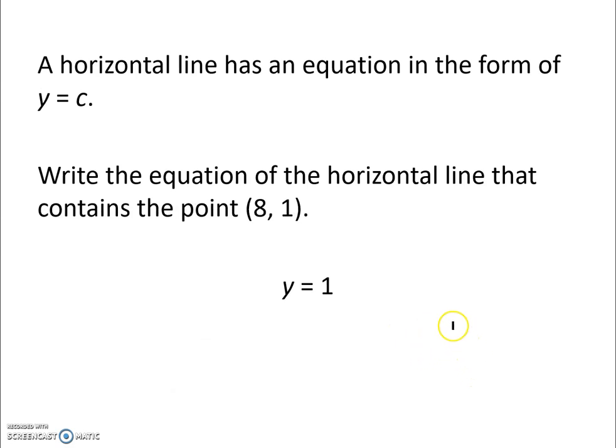A horizontal line has an equation in the form y equals c. Then we're asked to write the equation of the horizontal line that contains the point (8, 1). We simply look for the value that y is and set y equal to that value. In this case, the line is y equals 1.